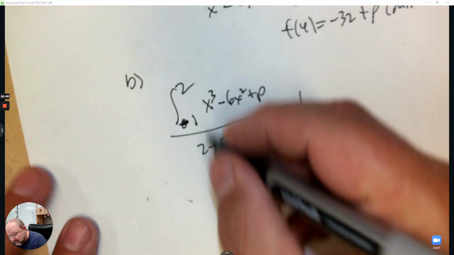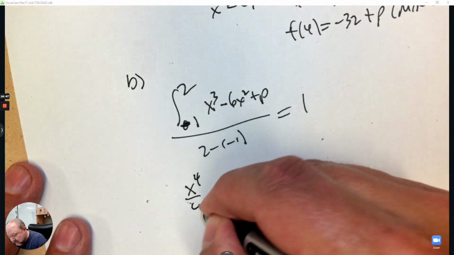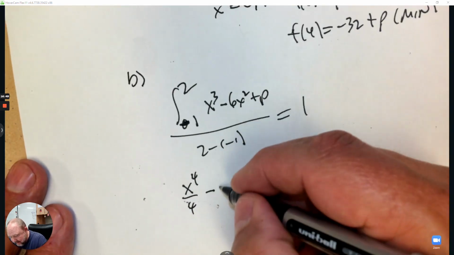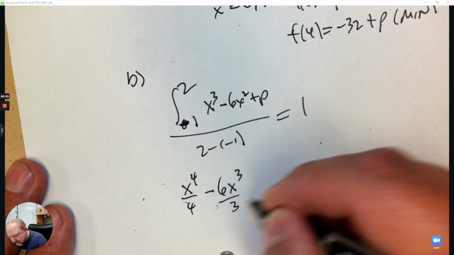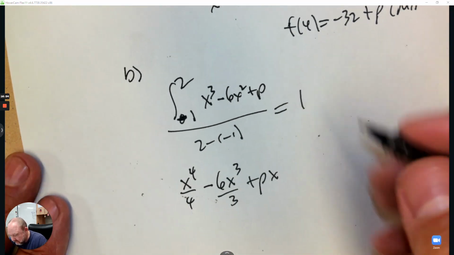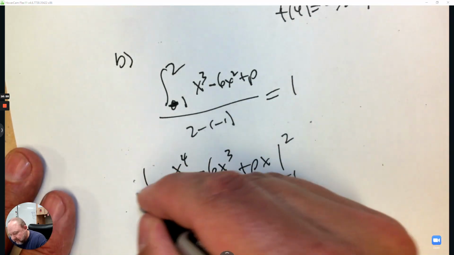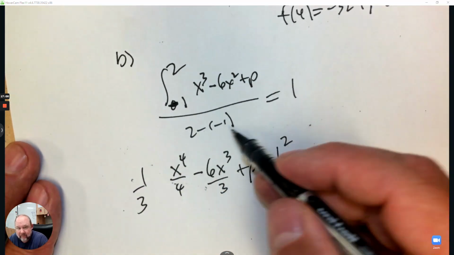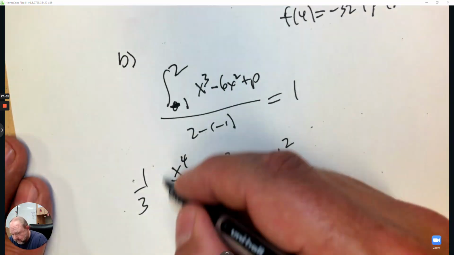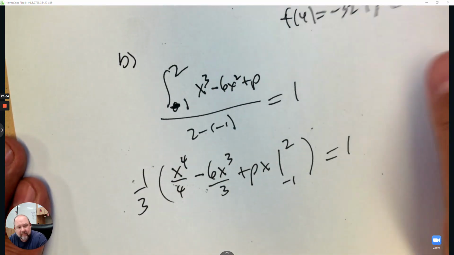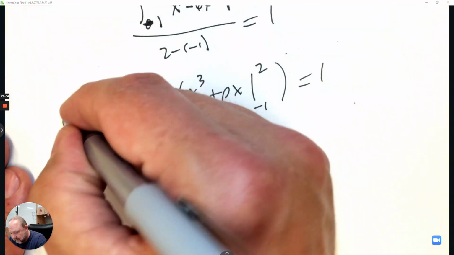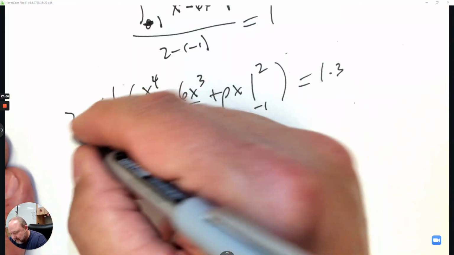So we're going to integrate. So we're going to add 1 to the exponent and divide. And then p would be px. And that's from negative 1 to 2. Now I want you to see this, that 2 subtract negative 1 is 3. This is 1/3. So we're going to put that in front, equal to 1. So as we solve this equation, I'm going to multiply both sides by 3, so I don't have to deal with that fraction.